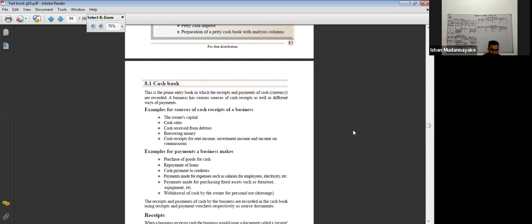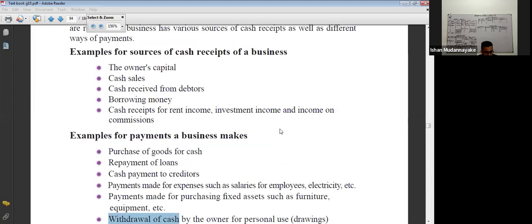Examples for cash payments. What are the examples for cash payments? Purchase of goods for cash, prepayment of loan, cash payment to creditors, payment made for expenses such as salaries, employee salaries, electricity. Next one, payment made for purchasing fixed assets such as furniture, equipment. Last one, withdrawal of cash by the owner for personal use. Page number 84. Okay, done? Right.